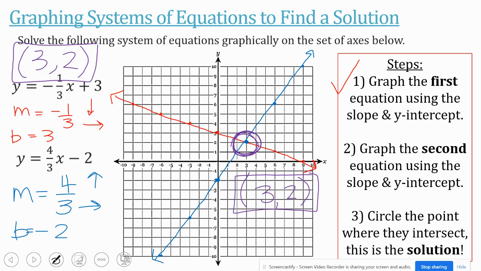So graph the first line, then graph the second line, and then see where they intersect. That is your point. Remember, we always write x, y, so it's always your x value first. So don't make the mistake and write 2, 3. It's 3, 2. Okay, let's take a look at one more example.